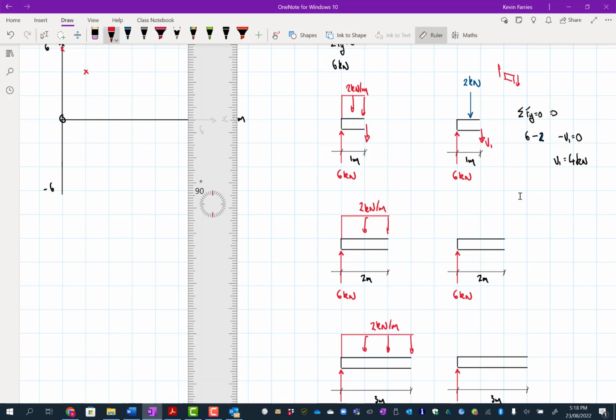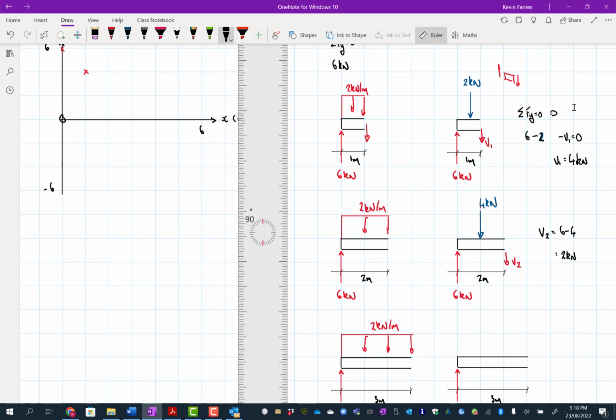So for the next one, the equivalent point load this time would be 2 kilonewtons per meter, 2 meters long, so therefore the equivalent point load would be 4 kilonewtons. It's rectangular, so it's in the middle. And we'd have V2 this time. And if we go through all this again, we'll find out that V2 is equal to 6 minus 4, which is equal to 2 kilonewtons.